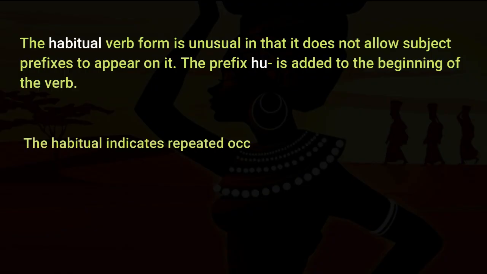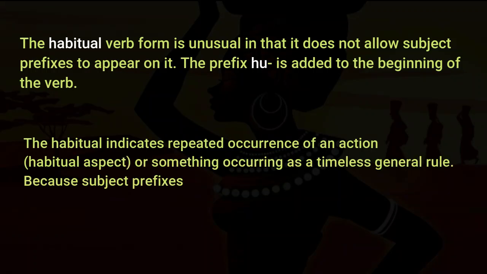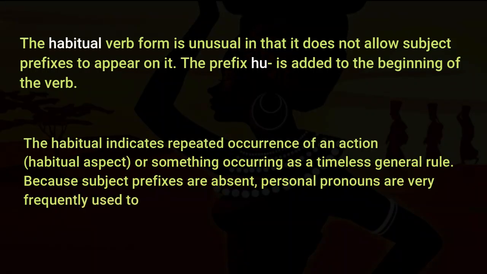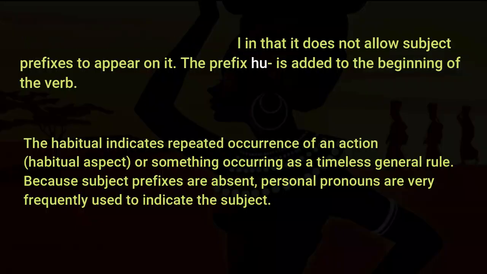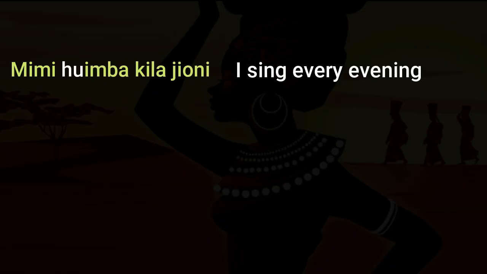The habitual indicates repeated occurrence of an action or something occurring as a timeless general rule. And because subject prefixes are absent, personal pronouns are very frequently used to indicate the subject. For example, mimi huimba kila jioni. I sing every evening.